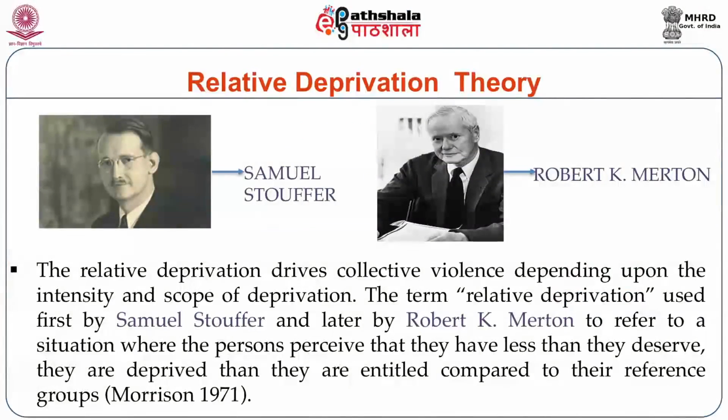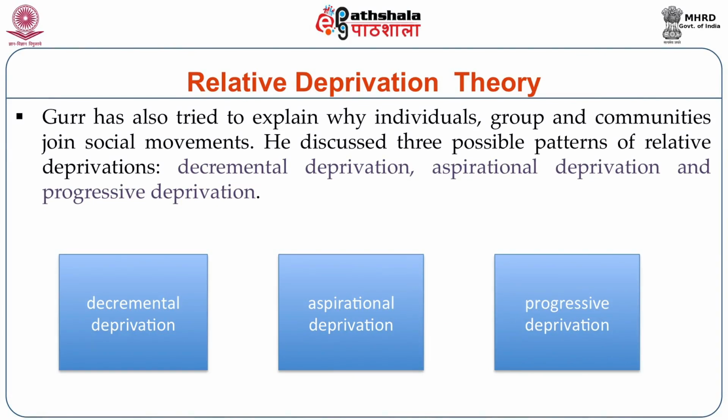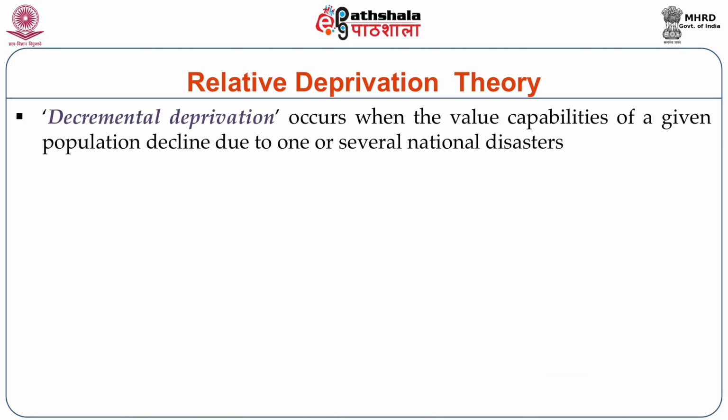This term relative deprivation was first used by Samuel Stouffer and later by Robert Merton to refer to a situation where persons perceive that they have less than they deserve. That is the important thing with relative deprivation theory. Gurr has always tried to explain why individuals, groups and communities join social movements, and he has outlined three types of deprivation. The first is decremental deprivation, the second is aspirational deprivation, and the third is progressive deprivation. What does decremental deprivation mean?